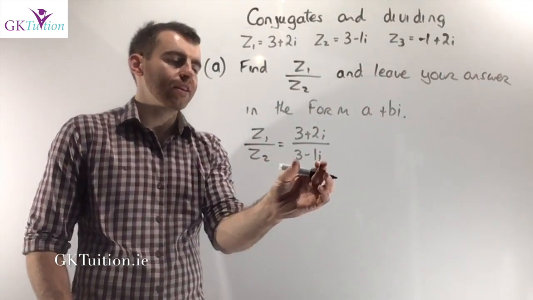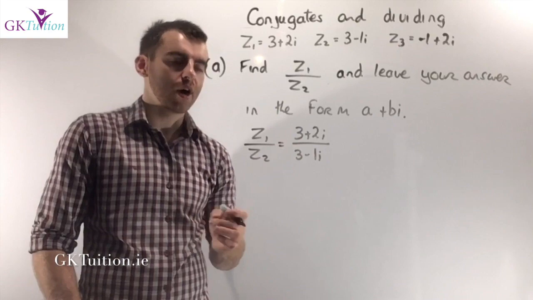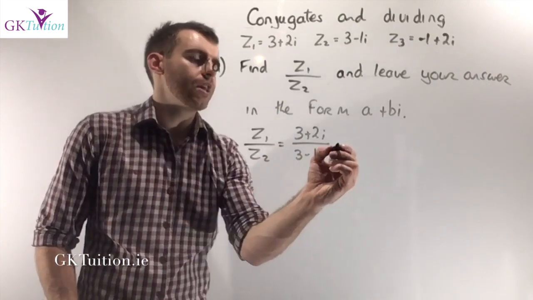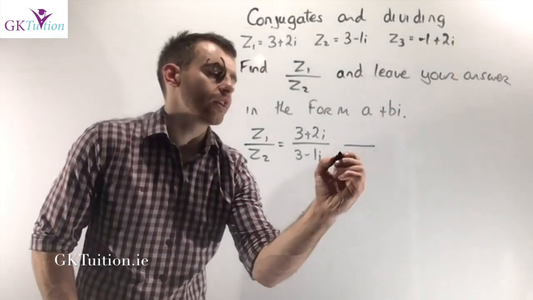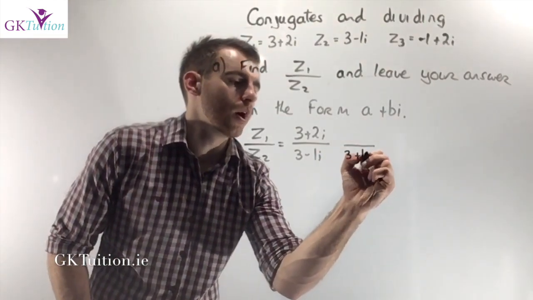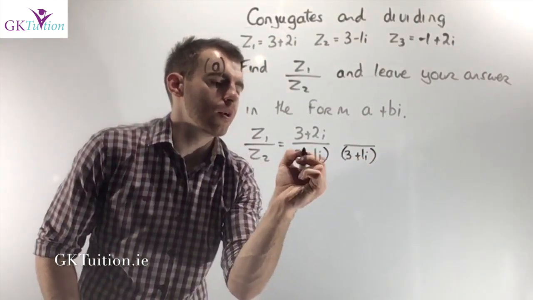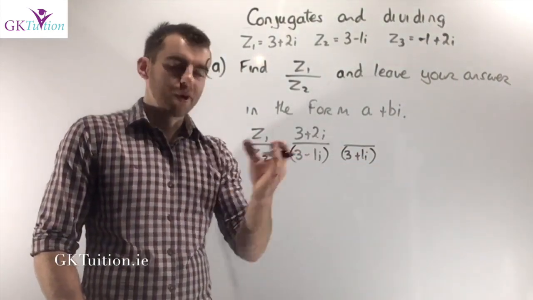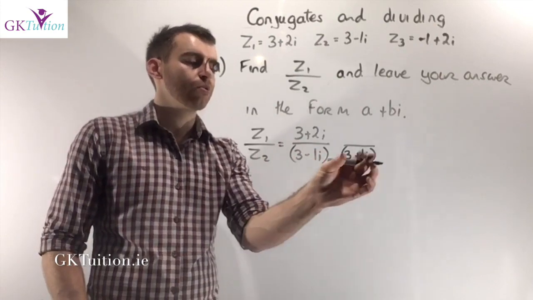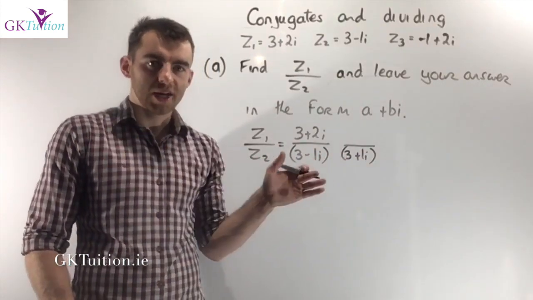In order to eliminate the i from 3 minus 1i, I would need to multiply 3 minus 1i by its conjugate. If I multiply the bottom of this fraction by 3 plus 1i, if you multiply 3 plus 1i by 3 minus 1i, you know that you're going to end up with 10. We multiplied that out a minute ago. If you multiply 3 minus 1i by 3 plus 1i, the i's are eliminated.